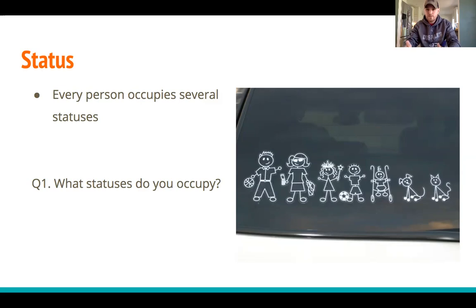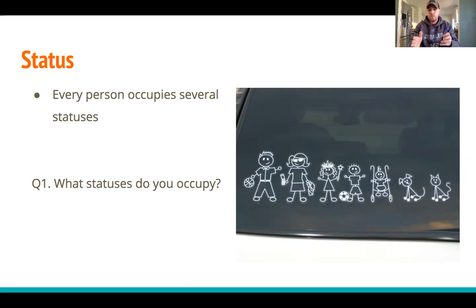Now, some of those statuses I have direct control over, right? I chose to be a teacher. I chose to be a husband. I'm choosing to be your friend. Okay. And then there are also some statuses that I have no control over that were ascribed to me. I can't control my age. I can't control my race or my ethnicity or my gender. Okay. So some statuses I control, some statuses I have no control over.